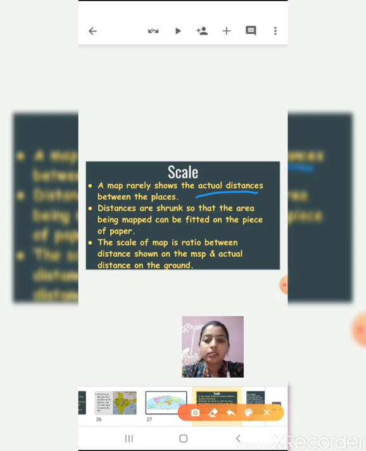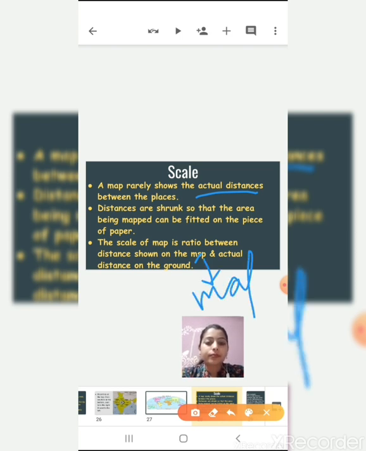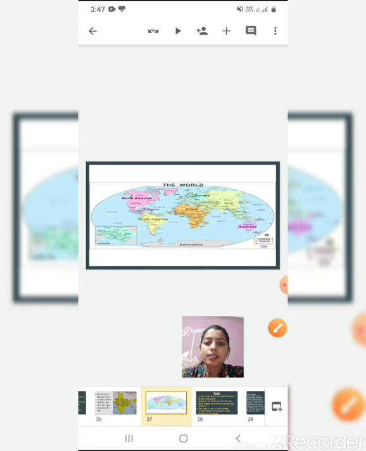The scale of a map is the ratio between distance shown on a map and actual distance on the ground. Is this a world? Yes, this is a world, and the area is only this much as shown on a piece of paper.